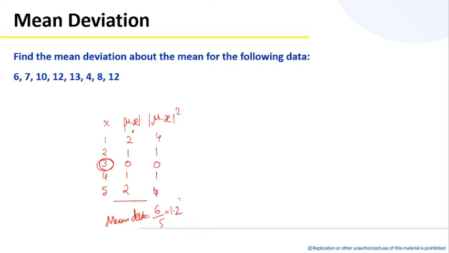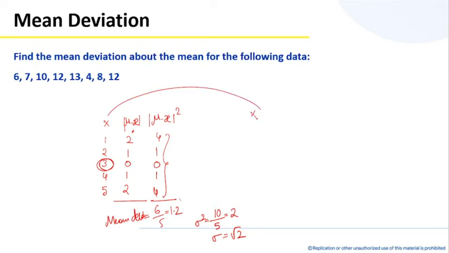So if you take the summation of them, how much? 10 by 5. Variance is how much? I'm just repeating this, there is a reason for it. So the standard deviation is root 2. Now look very carefully.